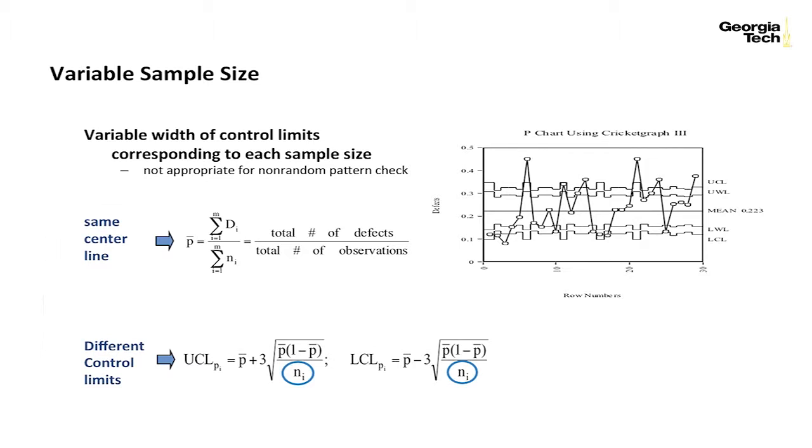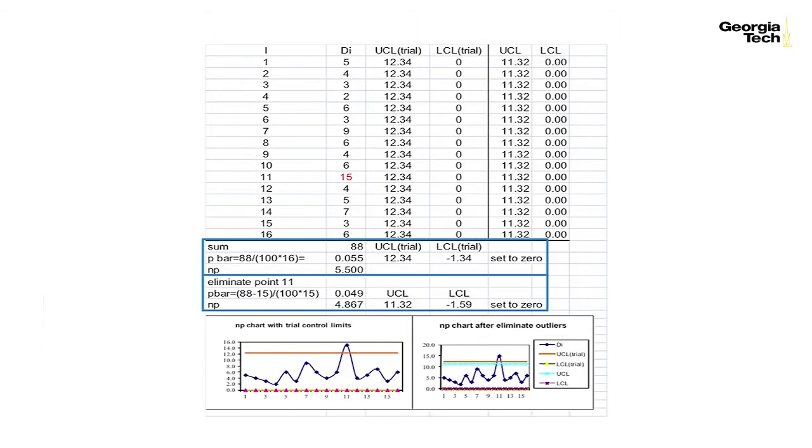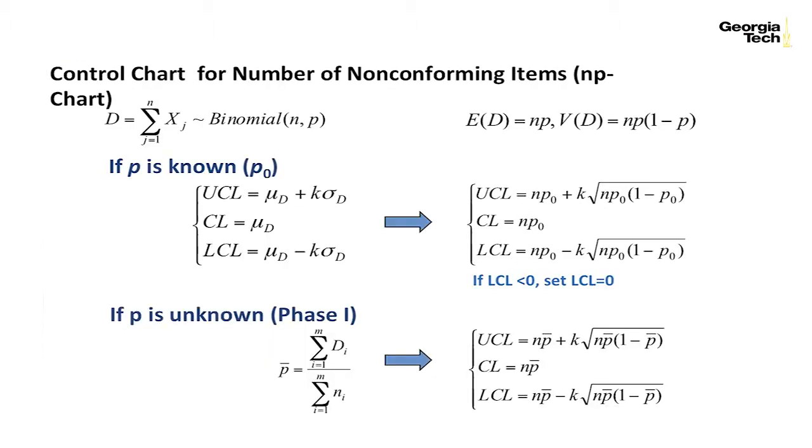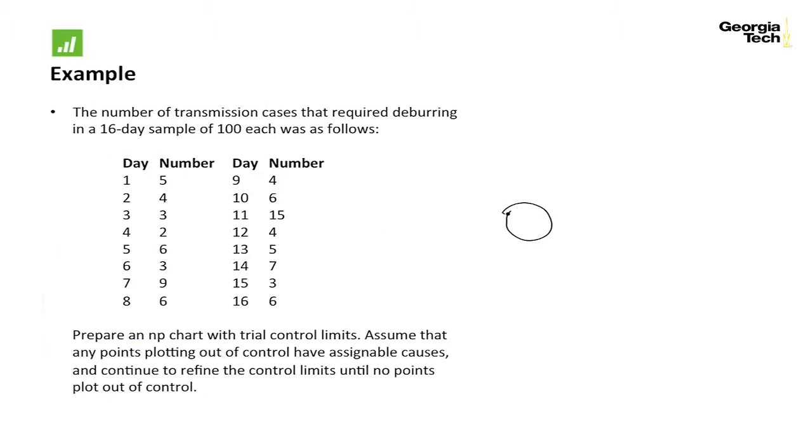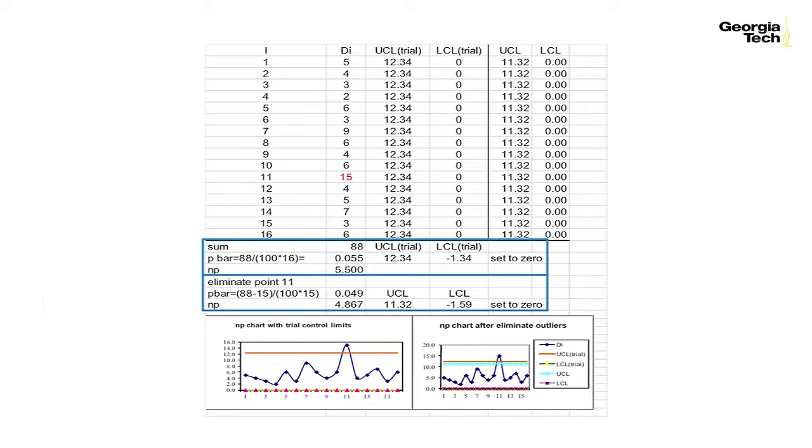In that case, we do not use NP chart. And the main reason for that is the NP chart center line. If I go back to this slide, you can see that the center line of NP chart depends on N. However, the center line of P chart doesn't depend on N. That's why we prefer to have a constant center line, and we use P chart when the sample size is variable.